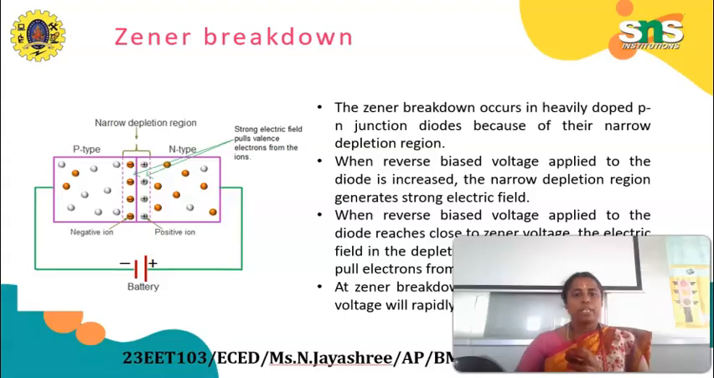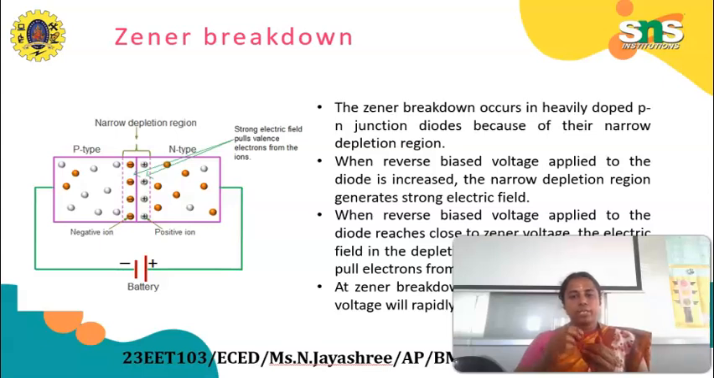Next one is Zener breakdown. Zener breakdown has a narrow depletion region. The P-type is connected to the negative supply and the N-type is connected to the positive supply, which indicates a reverse bias junction. When the reverse voltage applied to the diode is increased, the narrow depletion region generates a strong electric field.